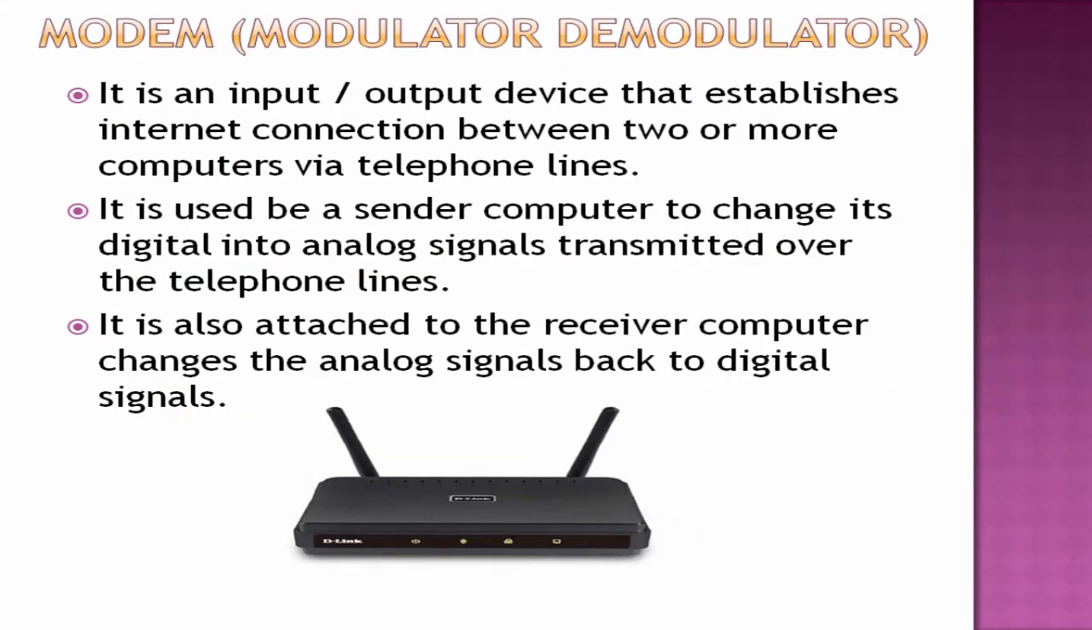Next comes the modem, modulator-demodulator. It is an input device and also an output device, which establishes an internet connection between two or more computers via telephone lines. It is used by a sender computer to change its digital signals into analog signals transmitted over the telephone lines. It is also attached to the receiver computer, to change the analog signals back to digital signals. So it is acting as a mediator between the computer and the telephone lines.